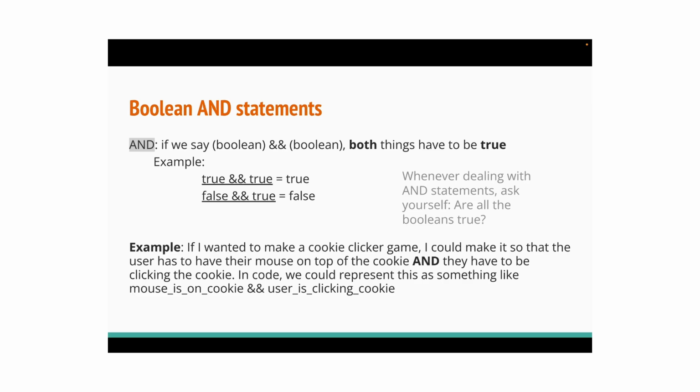So if I wanted to make a cookie clicker game, I could make it so that the user has to have their mouse on top of the cookie and they have to be clicking the cookie. In code, we could represent this as something like mouse is on cookie and user is clicking cookie.